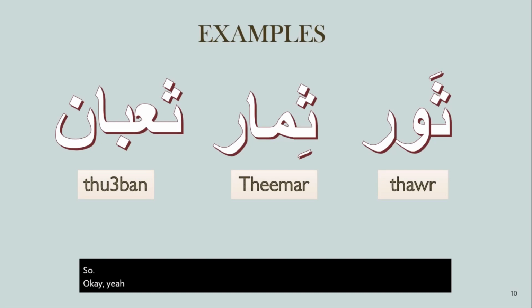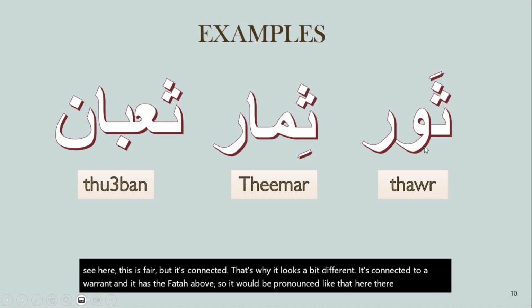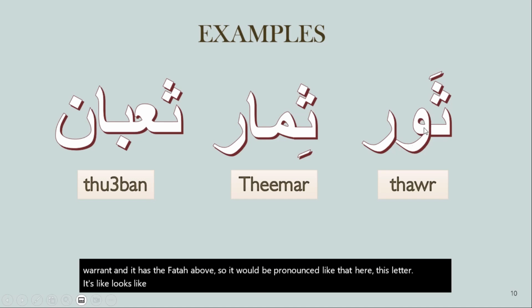Okay, some examples. As you can see here, words are getting longer, but it's okay. We can handle it. The first one, as we see here, this is tha, but it's connected. That's why it looks a bit different. It has the fatha above, so it would be pronounced like tha. Here, this letter looks like dhamma, and it's pronounced like dhamma as well, so it produces the U sound. So this word would be thawr.